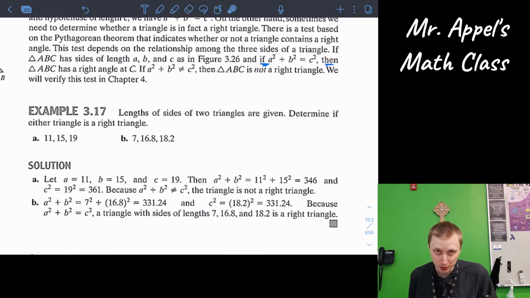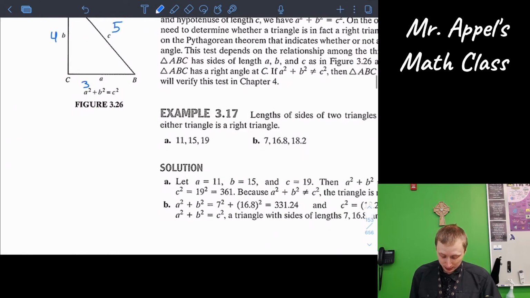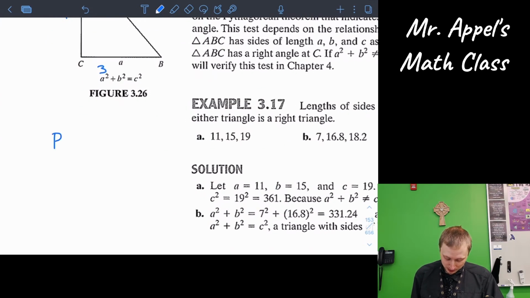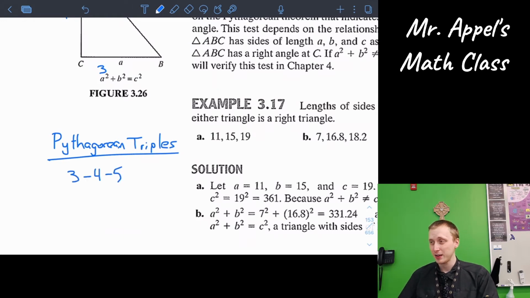Way to go. If you want a shortcut list, this one I've referenced already here. These are called Pythagorean triples. We have the 3, 4, 5 triangle, far and away the most common Pythagorean triple.